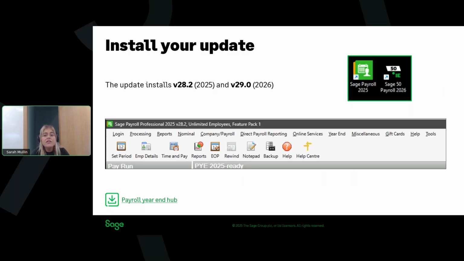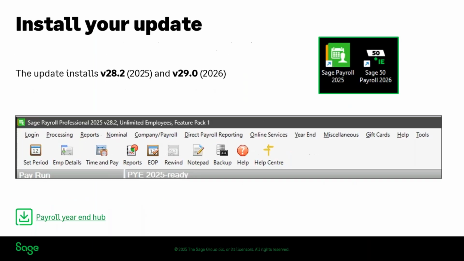Now, this update actually installs two things. So first, it's going to update your current tax year to version 28.2, which will add the year-end functionality that you're going to need. And second, it installs version 29 ready for the new tax year. Pretty easy to check which version you're on by looking at the top of the screen in the software, but I will be showing you a quick demo of this so you can see exactly what it's going to look like and what to check when the time comes. So I'm just going to bring these slides down now.